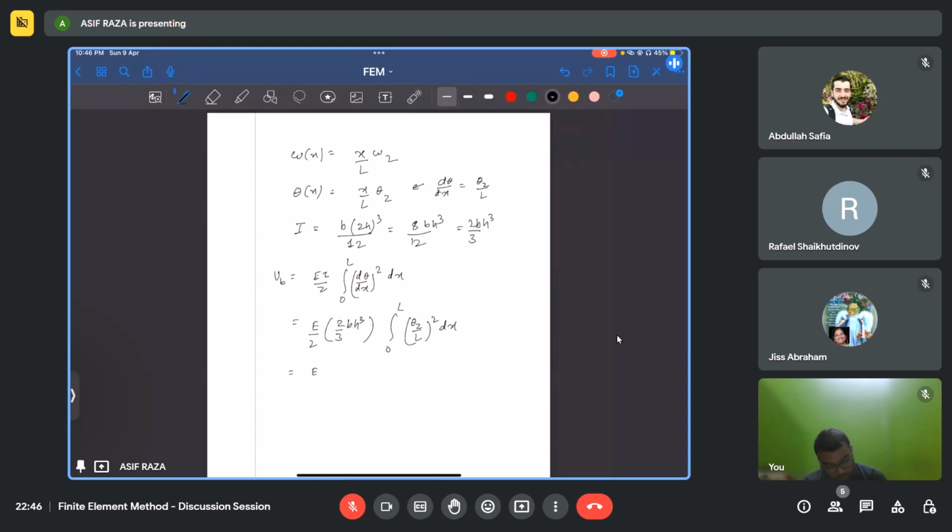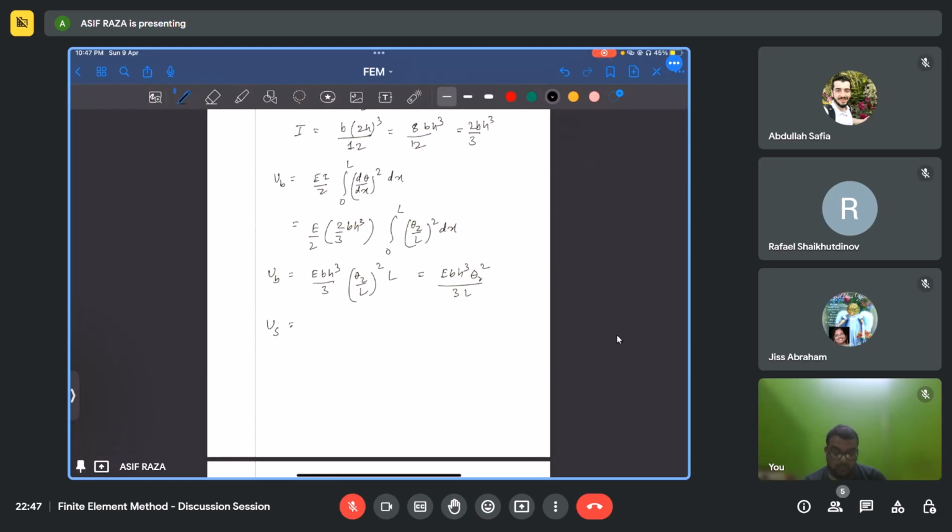Let's simplify it further. EBH 2 by 3, it's a constant, theta 2 by L. So, x will multiply theta 2 by L whole square, and x dx, it will be L. So, ultimately, it's equal to EBH cube theta 2 square by 3L.